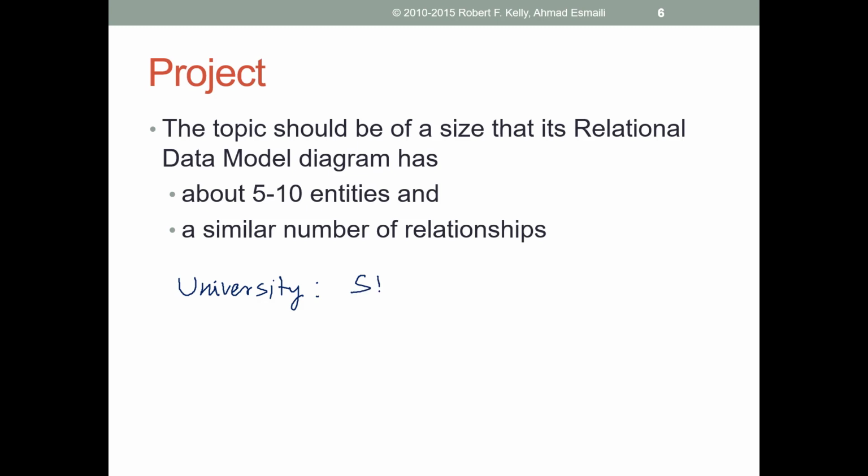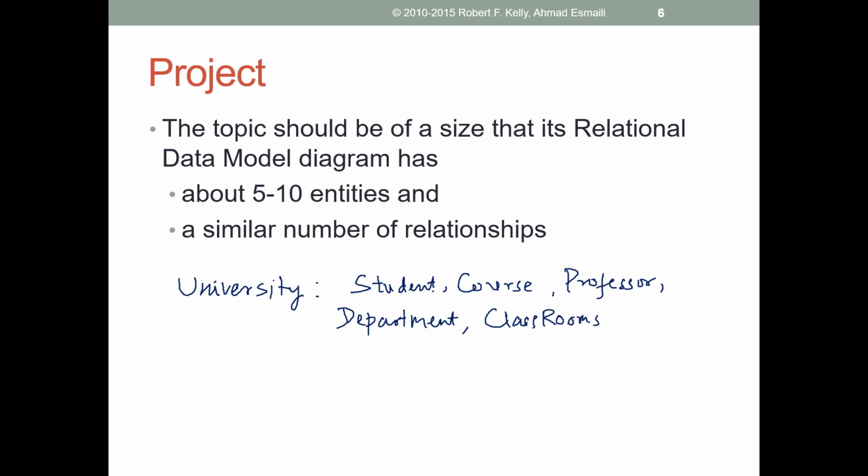So you have entities like student. Let me see how many entities we can find. Student, course, right, and then you have professor. So we found 3 entities very easily. Then you can have department. So 1, 2, 3, 4, we could easily find. Then you can have classrooms. So easily I can list 5 entities. So this would be an interesting database to work on.